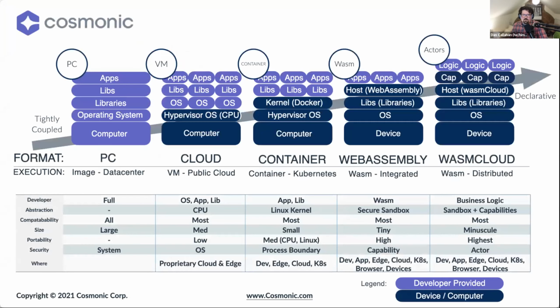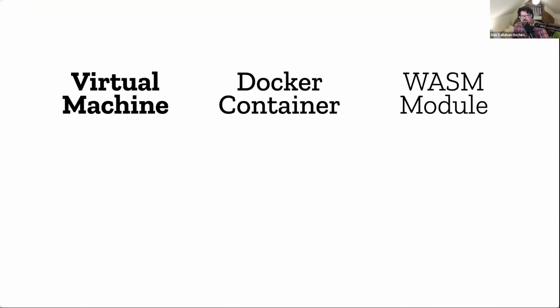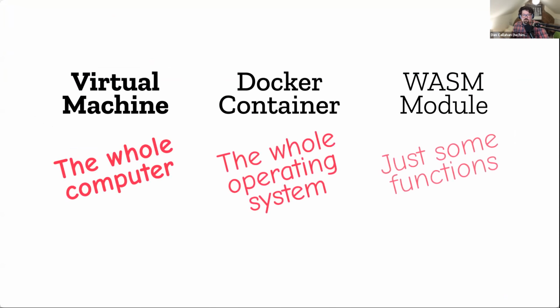There's a startup in this space called Cosmonic, and they've been showing this graph where they're saying, hey, we're slowly virtualizing more and more of the underlying stack that our code's running on. And I think this message is important because it boils down to, look, traditionally we had virtual machines. Now we have Docker containers. Now we have WASM modules. None of these are necessarily superior to the others. They give you a set of tools and a set of choices. Are you going to virtualize the whole computer or the whole operating system or just some functions? And depending on what you want to do, you might choose a different one of these.